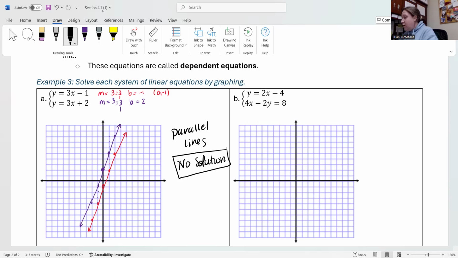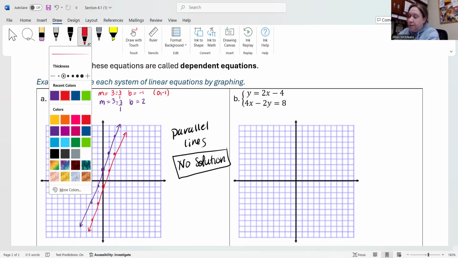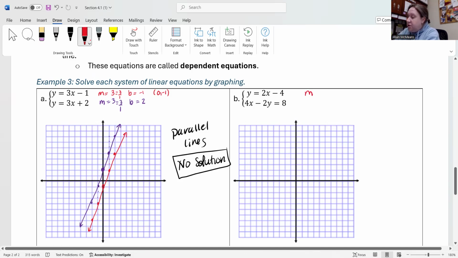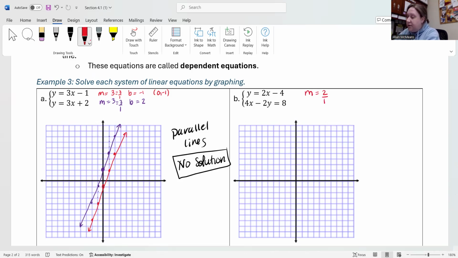Okay, now finally down here, for part B, we have y equals 2x minus 4, and then we also have 4x minus 2y equals 8. So let's look at the first equation in red. So the slope of the first equation is 2, or we can say 2 over 1. The y-intercept is negative 4, and remember that could also be written as 0 comma negative 4. Okay, first equation was super easy. It was in slope-intercept form. So let's go ahead and graph this.